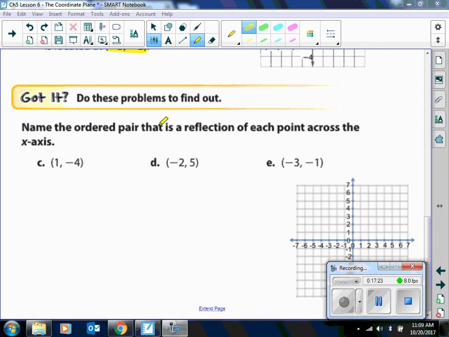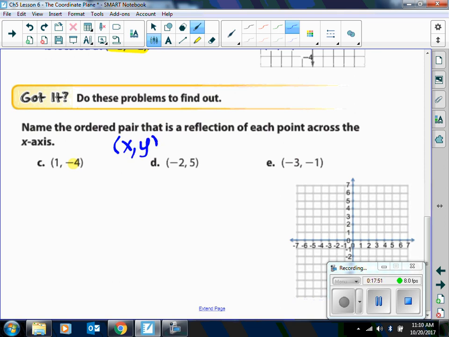So here we want to name the ordered pair that is a reflection of each point across the x-axis. Now remember, if I'm moving across the x-axis, which value changes to the opposite? The y value changes to the opposite. So here, this one is the y value. Remember, it's x, y, right? Don't forget, this is x, y. So the y value is changing to the opposite. So each one of those is changing to the opposite of what's there.